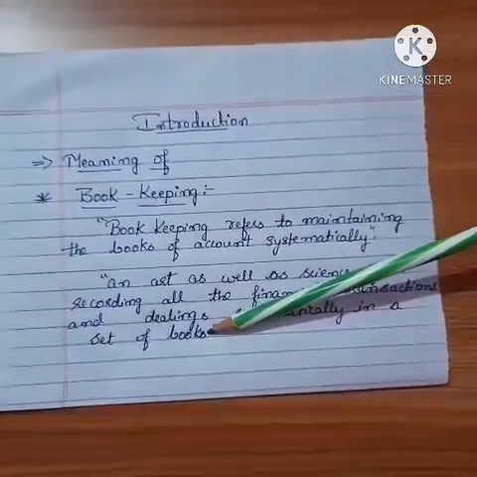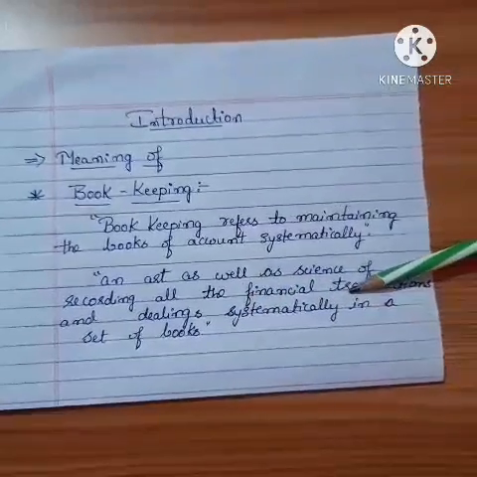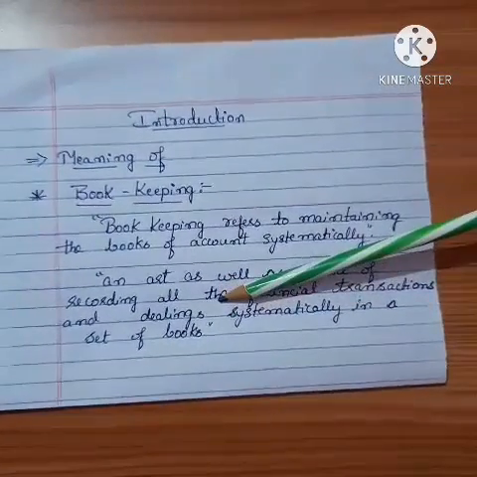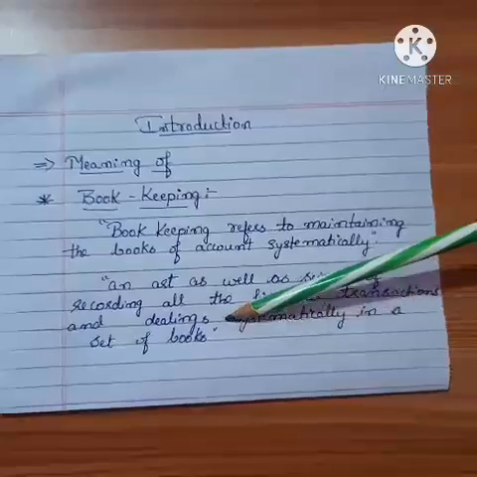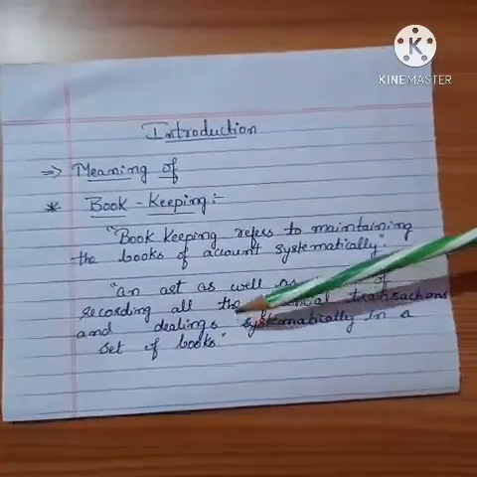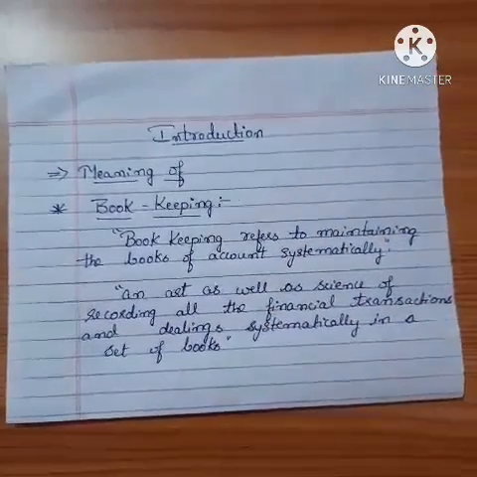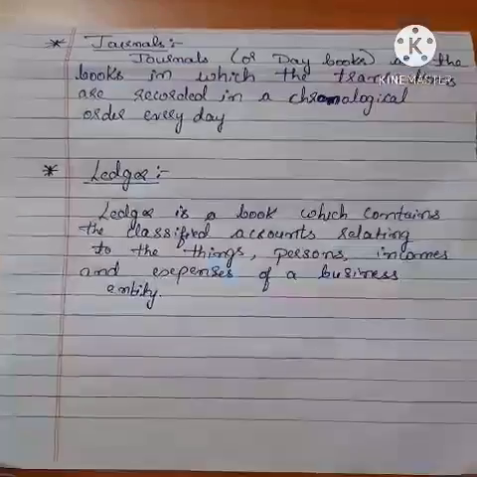So in a set of books, we are going to record all the financial transactions, dealings, in what way? In a systematical way, in a set of books. So in general, bookkeeping is maintaining the books of accounts in a systematical way.